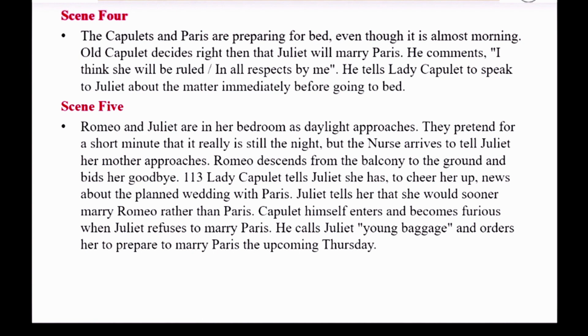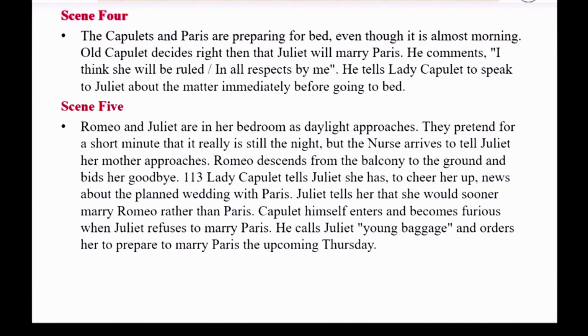In Scene 5, Romeo and Juliet are in her bedroom as daylight approaches. They pretend for a short minute that it really is still night, but the nurse arrives to tell Juliet her mother approaches. Romeo descends from the balcony to the ground and bids her goodbye.